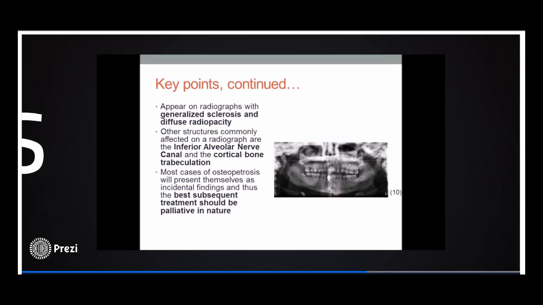Radiographically, osteopetrosis will appear with diffuse sclerosis and obvious radiopacity. The most commonly affected structures on a dental radiograph will be the inferior alveolar nerve canal and cortical bone trabeculation. The radiograph on the right depicts how bone trabeculation can be affected, most notably on the posterior right mandible. Finally, in most cases, the best course of treatment will be supportive in nature.